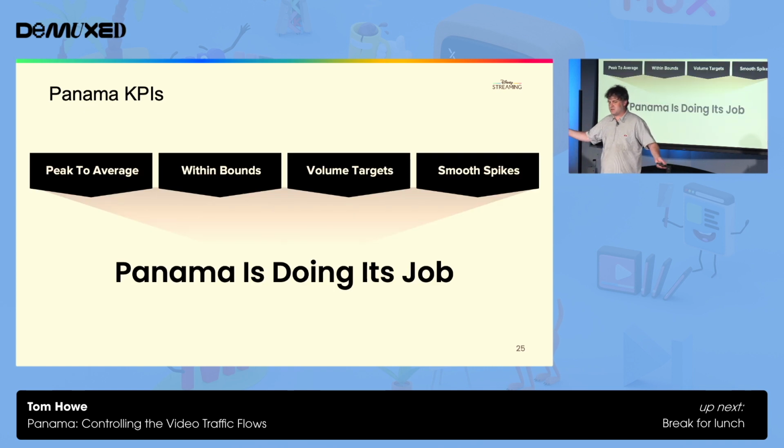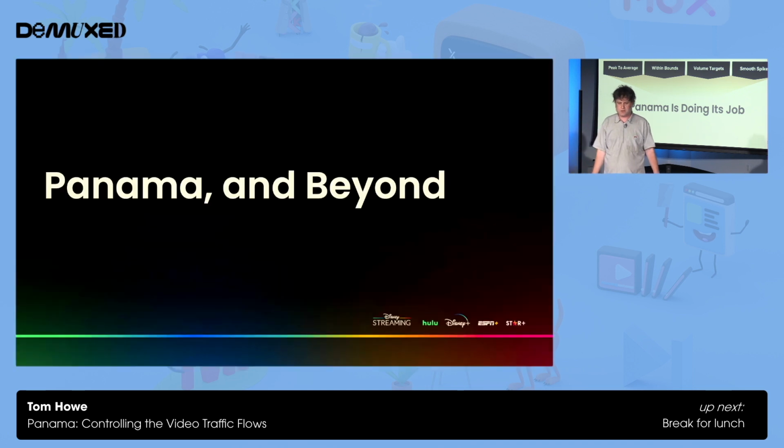So the question is, how do we measure success? Well, I already mentioned peak to average, the idea that there are some CDNs that we really want to keep at a fairly level peak, making sure that we stay within our bounds. Then volume targets, trying to hit our distributions at the end of the month, and smoothing out those spikes.